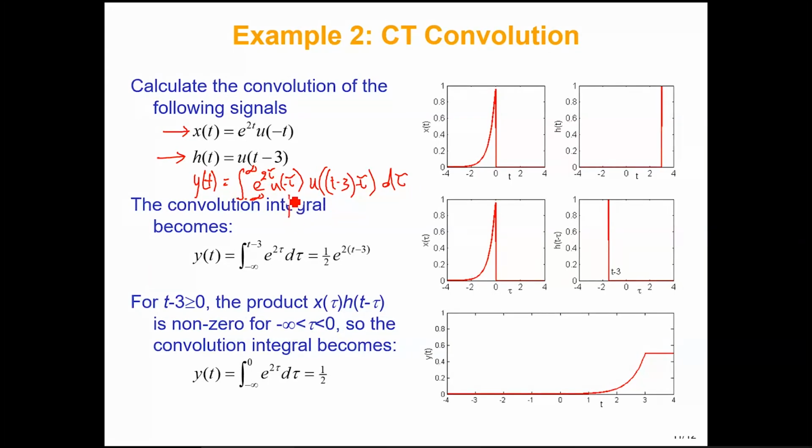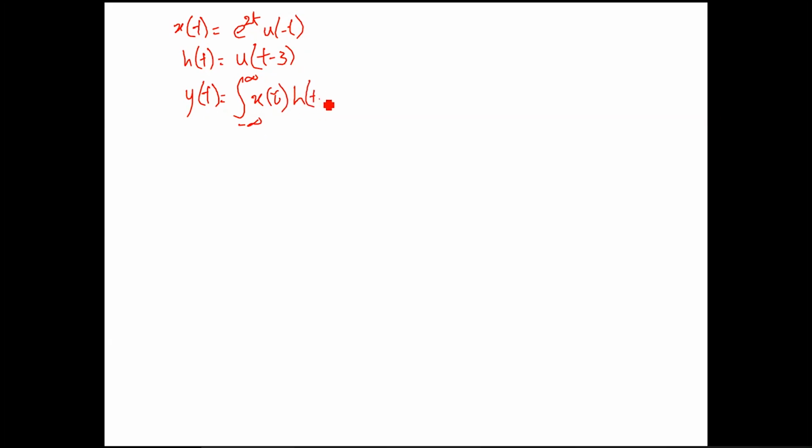And then again we have two step signals, this step signal and this step signal. Let me do it separately. So let me just write it here. We are given x of t, which is e raised to the power of 2t u of minus t, and we are given h of t, which is u of t minus 3. So y of t, we have seen, is going to be the integral from minus infinity to infinity of x of tau h of t minus tau d tau. We just plug in the values from minus infinity to infinity.